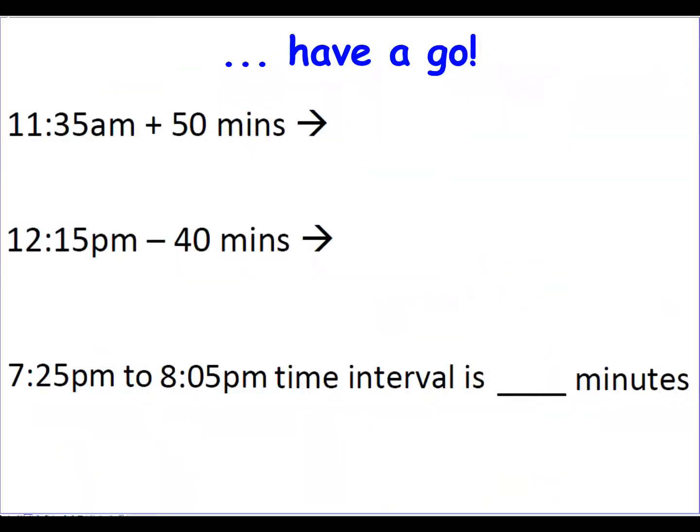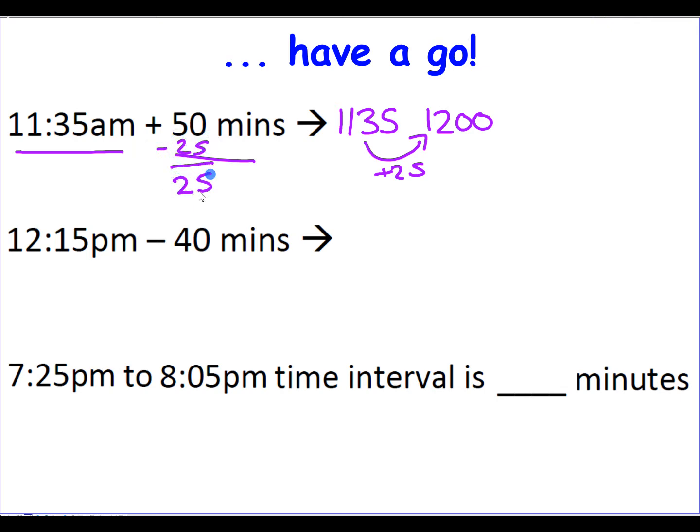Okay, let's have a go at moving time intervals. So if I have a time of 11:35 in the morning and I add 50 minutes to it, where does it take me? So start with your 11:35 in the morning and add 25 minutes initially to take you to 12 o'clock. Now, if we've got 25 minutes off our 50, it means we've got 25 minutes left to add. So let's add the 25 minutes to that. So we end up with 12:25.